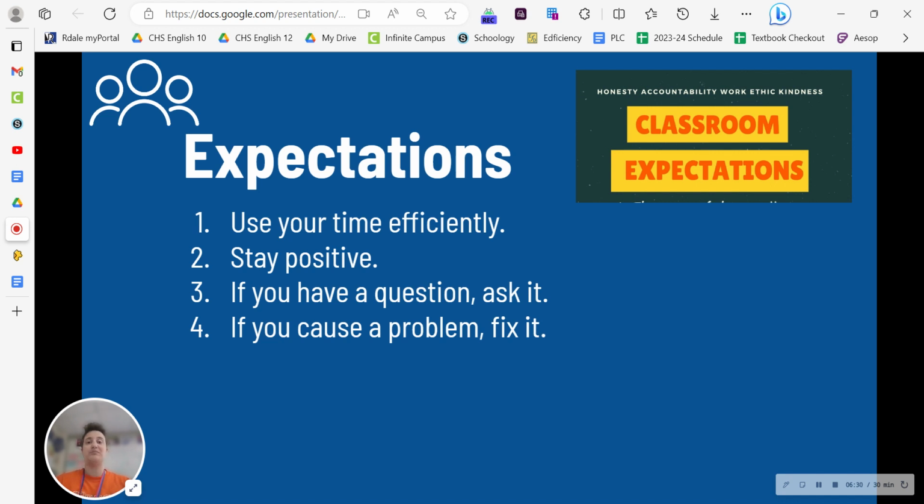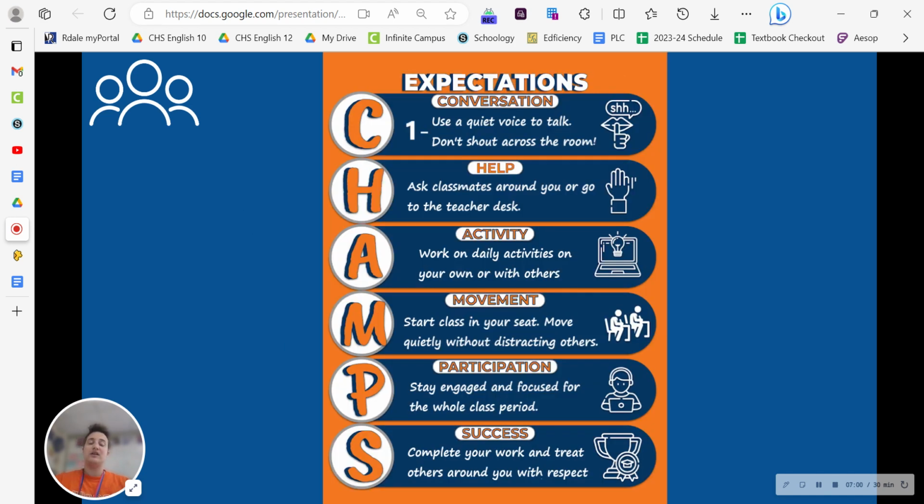If you cause a problem, fix it. Take accountability for your actions. If you bring food in, clean up after yourself. If you have trash, throw it out. If you get in a fight with someone, work to resolve it and work with a teacher if you need to. And generally, be kind to others. Have respect for yourself, for your classmates, for your teacher. And if you feel like someone isn't showing you respect, work with us to, again, address that. If you need a refresher on our expectations, you can also look at the CHAMPS poster posted at the front of the class.